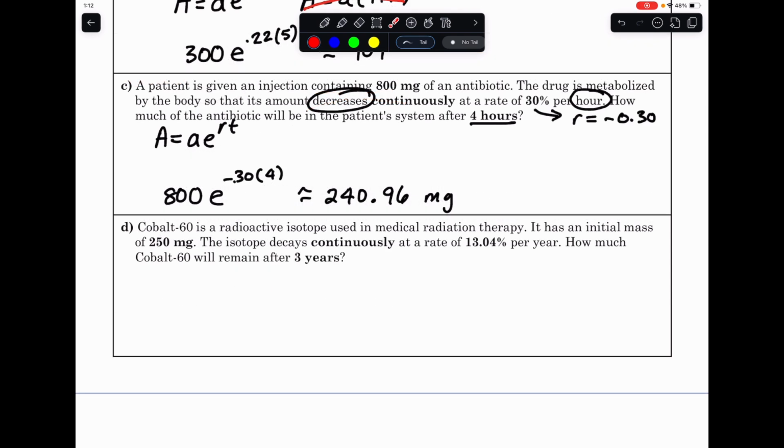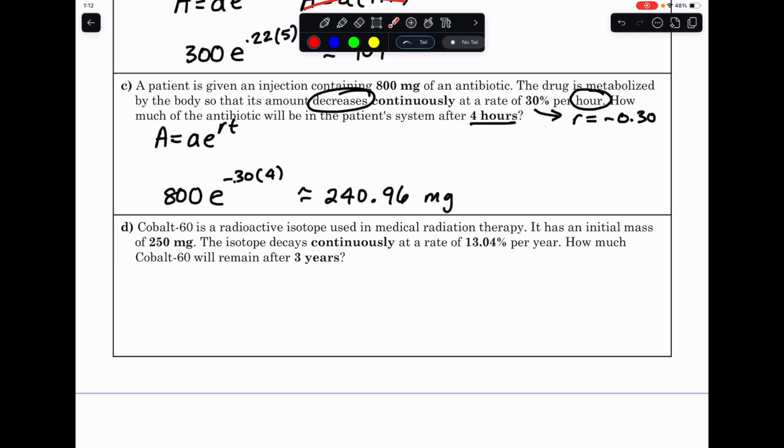So we look at the last example. We have cobalt-60, the name of the radioactive isotope used in medical radiation therapy. It has an initial mass of 250 milligrams. This isotope is going to decay continuously at a rate of 13.0% per year. How much cobalt will remain after 3 years?